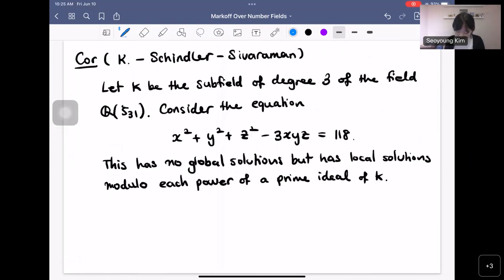So this is a corollary. In order to obtain these particular numbers, that's what we stated this as a corollary, but it's just a special case, but we can actually generate much more cases than this. So if your K is the subfield of degree 3 of the cyclotomic field Q(zeta_31), then if you consider the equation x squared plus y squared plus z squared minus 3xyz equals 118, then you can prove that this has no global solutions. Namely, there's no solutions in OK, but it has local solutions modulo each power of a prime ideal of K, which means that it should have local solutions in the integral ring of all the localized fields of K. That's something which we were able to prove.